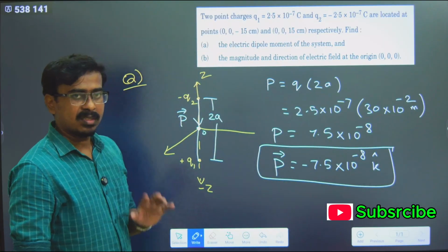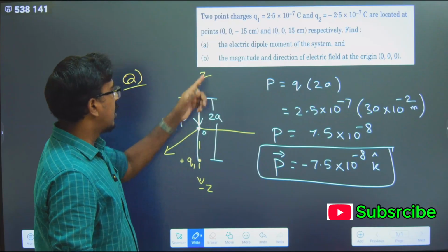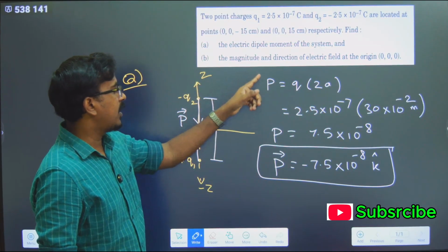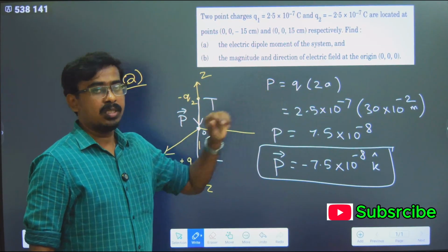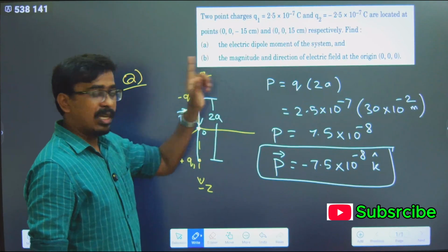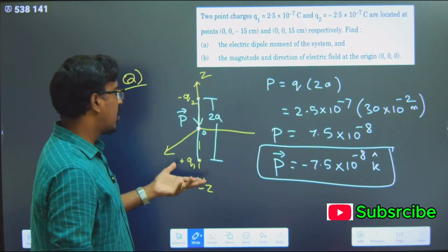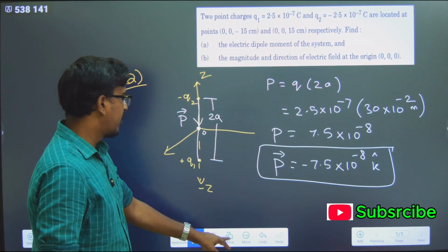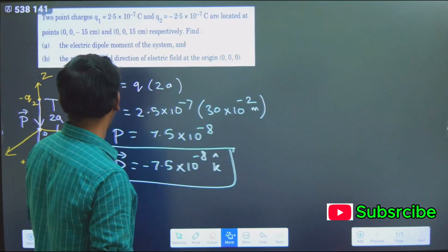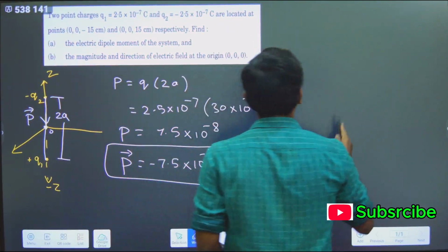Okay, now this is clear. Next, the second question they have asked: the magnitude and direction of the electric field at the origin. They have asked the magnitude as well as the direction of the electric field. So how to find the electric field? Let's try to find that. The charges are the same, but we need to find the electric field.